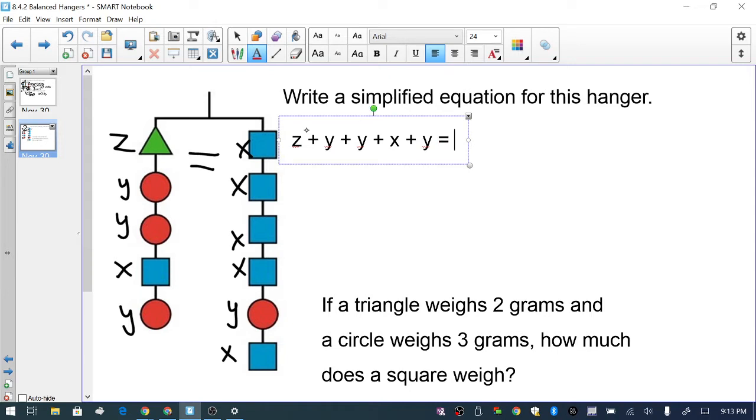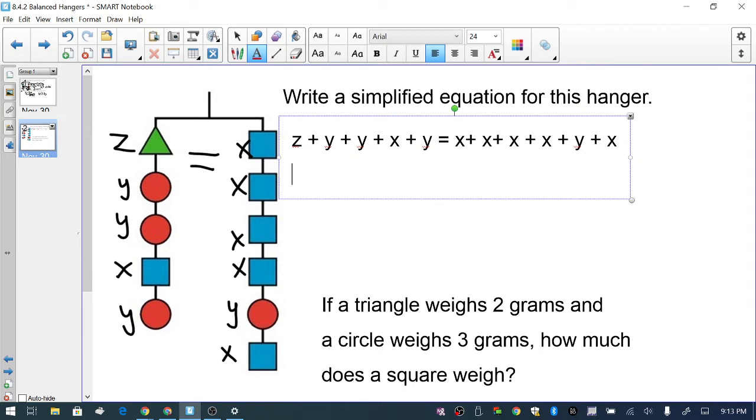And that is equal to x plus x plus x plus x plus x, 1, 2, 3, 4. 4 x's. Oops, I have one too many. That should be a y. Plus, and then finally an x. Now this equation is not very helpful.